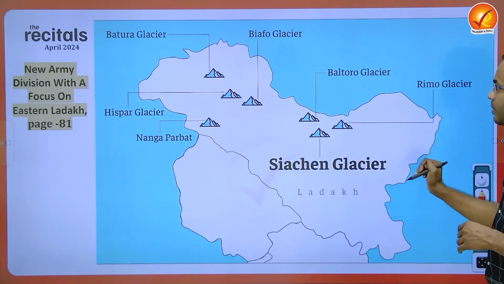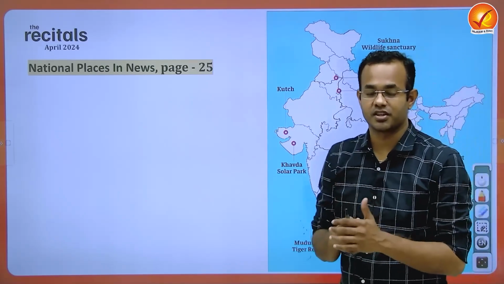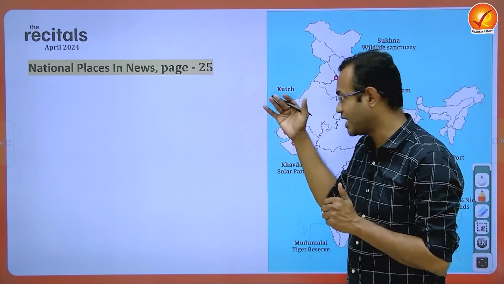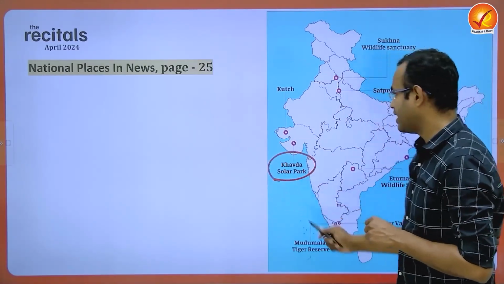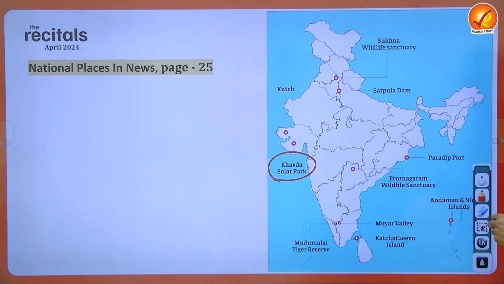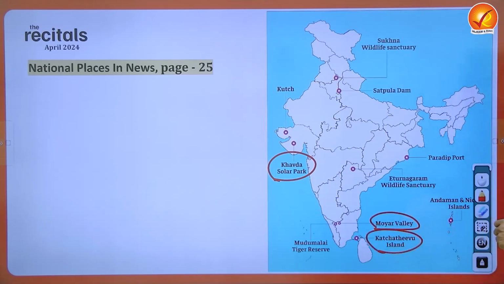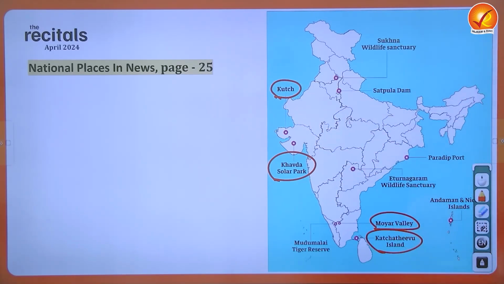Moving further to the last point of our discussion of India mapping, places in news. These are the national places which came in news. Some of them have already been covered, for example Khavda Solar Park, Moyar Valley, and Katchatheevu Island. All other regions which have not been covered, we will discuss now.